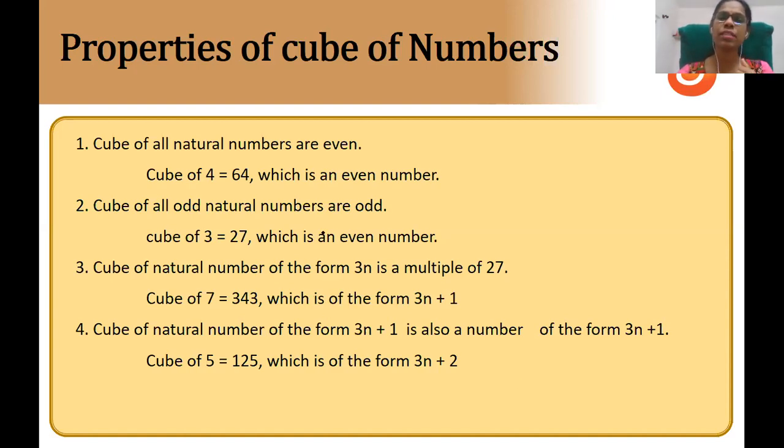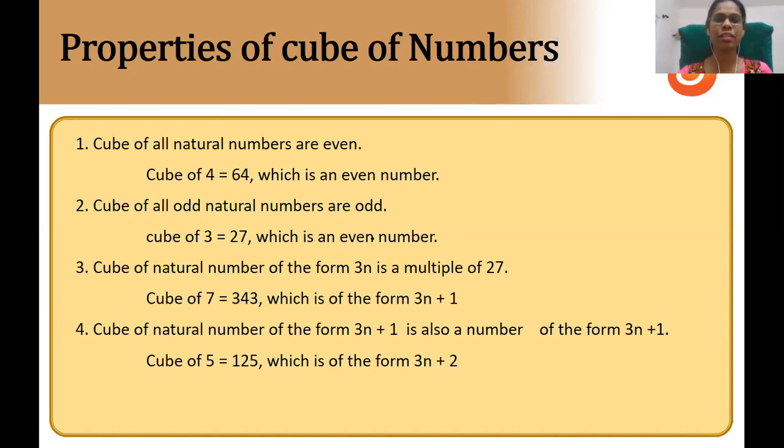Let's take an example of number 4. The cube of number 4 is 64. This 4 is an even number and this 64 is also an even number. In a similar manner, the cube of an odd number is always an odd number. Like cube of 3 is 27, which is an odd number.